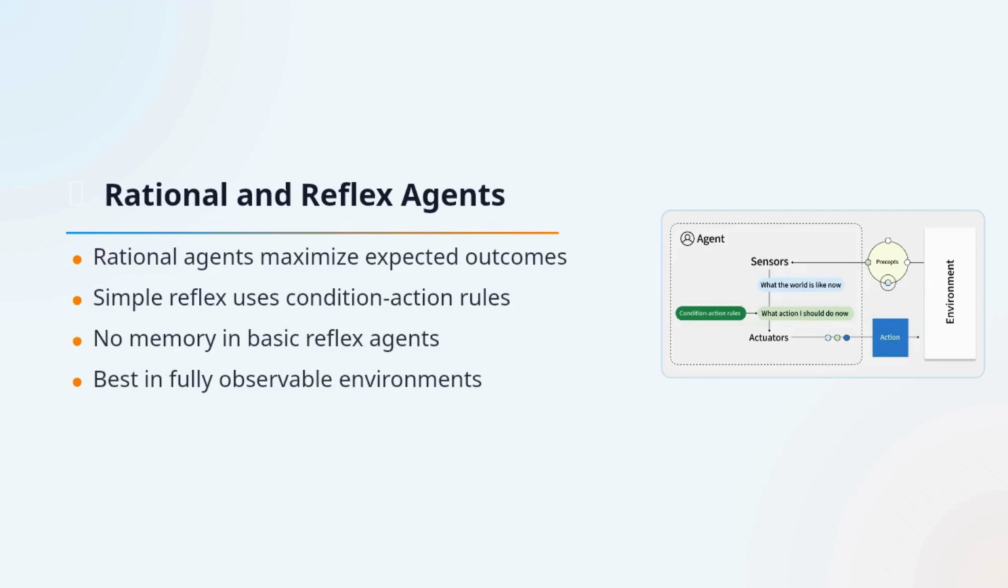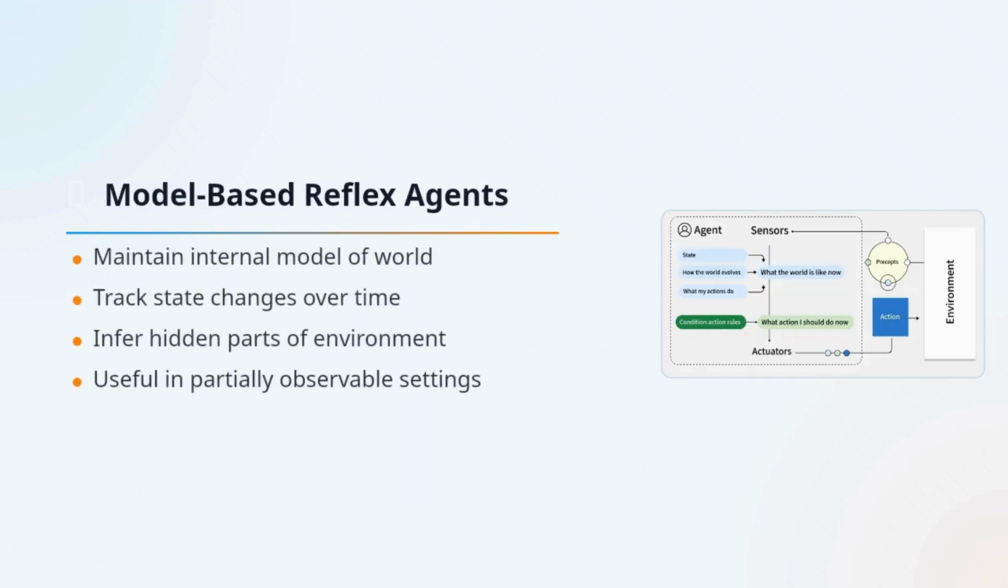That is why it works best in environments where everything important is visible right now. Model-based reflex agents improve on simple reflex agents by keeping an internal representation of the world. This allows them to track how the environment changes and estimate things they cannot directly observe. So even if the environment is only partially visible, the agent can still make better decisions.